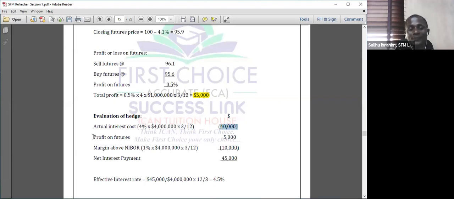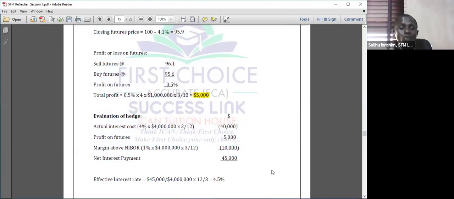Then profit or loss on the future. We are having a profit there. The profit is expected to reduce my payment. That is why I'm treating the profit as an inflow. Then we are having the margin above NIBOR, 1% of 4 million times 3 over 12. That is 10,000. So we have 45,000 naira as our net outcome.